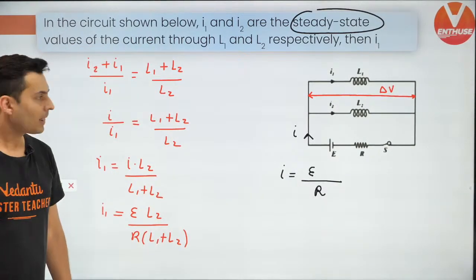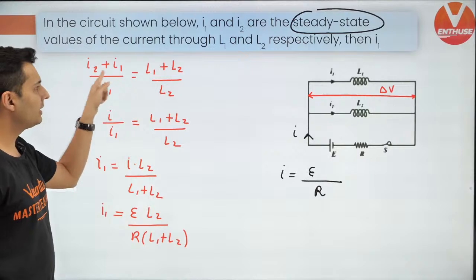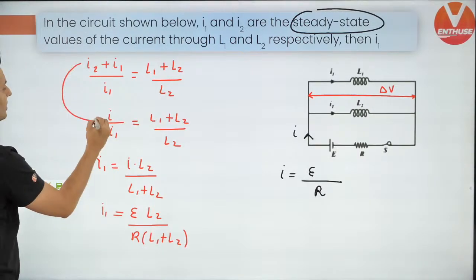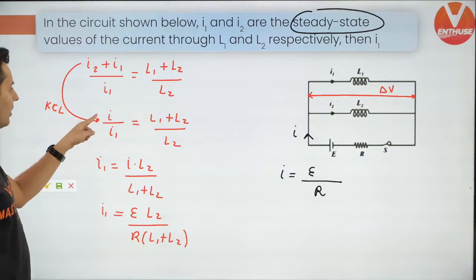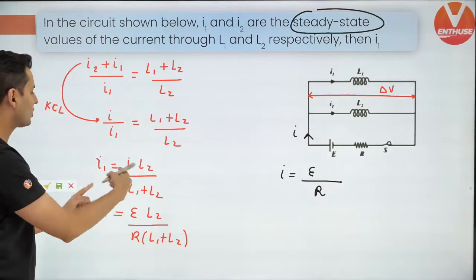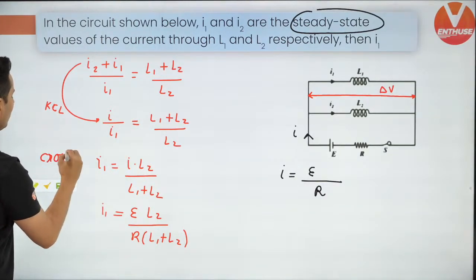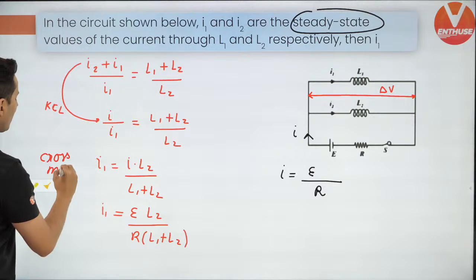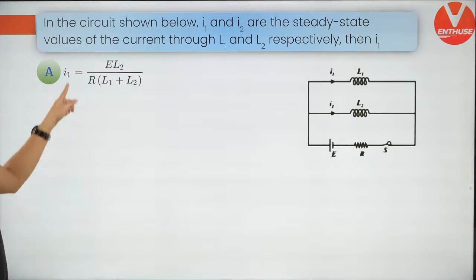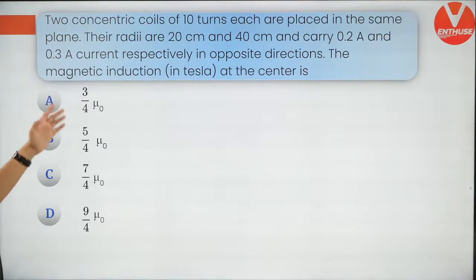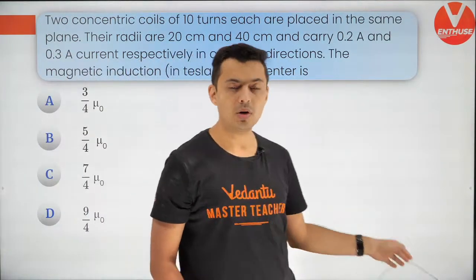Okay, cool. Now after that, I1 plus I2 is I. This is because of Kirchhoff's current law. And now after that I have just cross multiplied. This is just cross multiply. I hope this is fine. Okay, cool. So that's the answer. Let's get going to the next question coming up on your screen now.